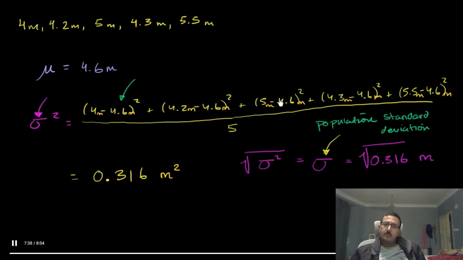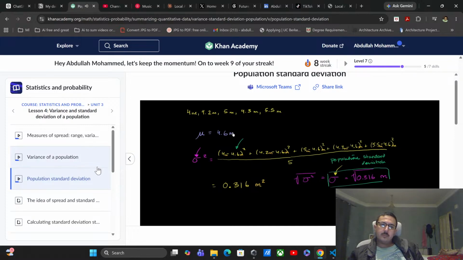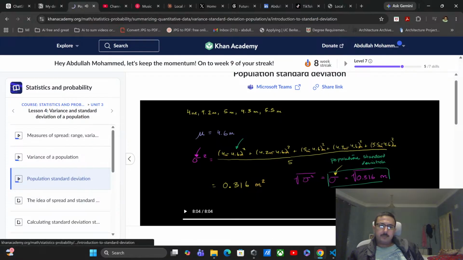We could have taken things to the fourth power. We could have done other things. We could have not taken them to a power, but taken the absolute value here. The reason why we do it this way is it has neat statistical properties as we try to build on it. But that's the population standard deviation, which gives us nice units, meters. In the next video, we'll think about the sample standard deviation. Okay.